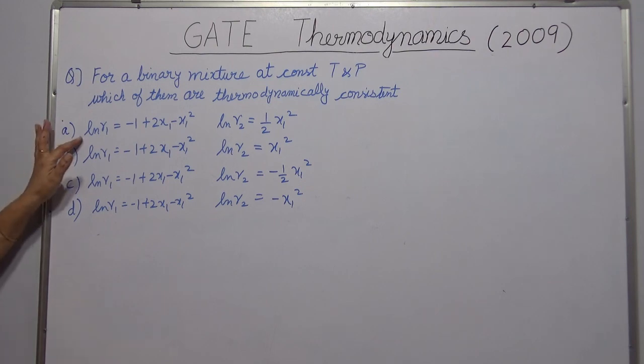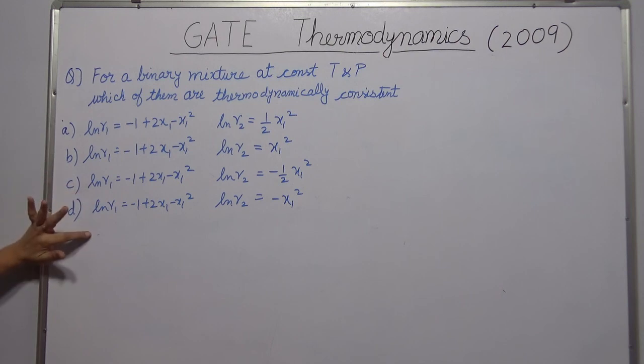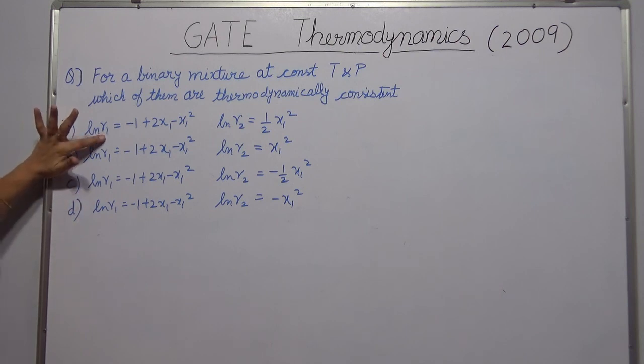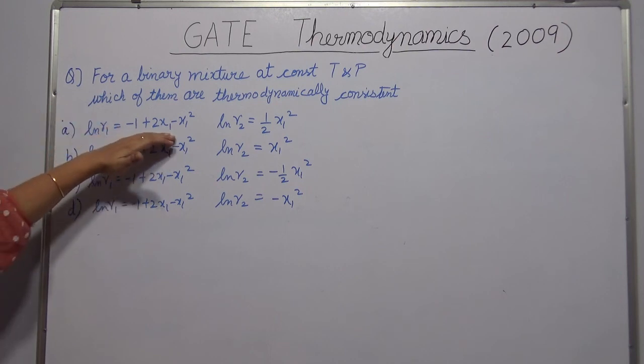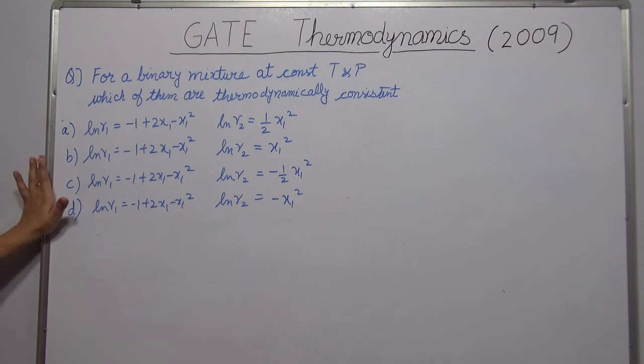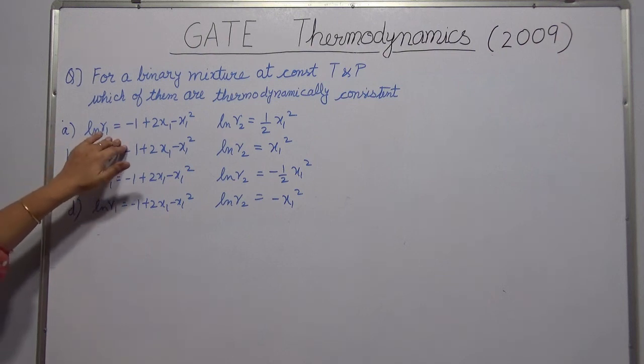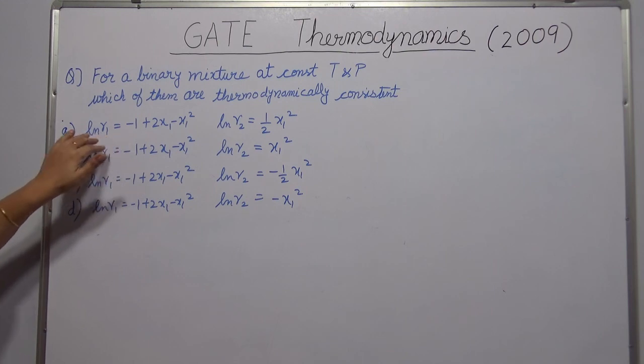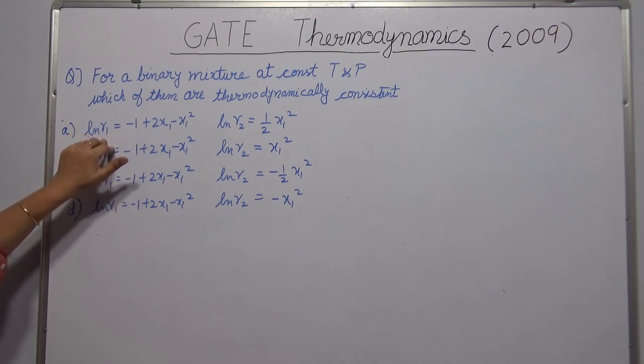Okay, and it gives you the following relations of gamma, which is your activity coefficient, as a function of your mole fractions. Okay, now they have asked which of these values are thermodynamically consistent. So you have to first realize that your ln gamma i is a partial molar property with respect to GE by RT. So if this is a partial molar property, then it must satisfy your Gibbs-Duhem equation.